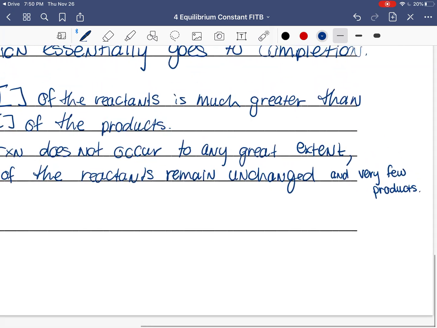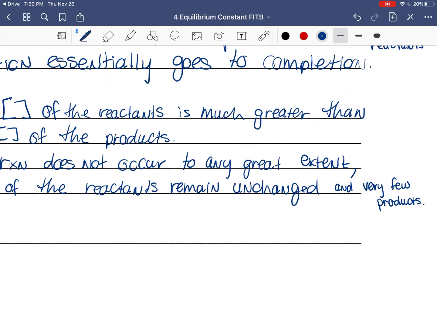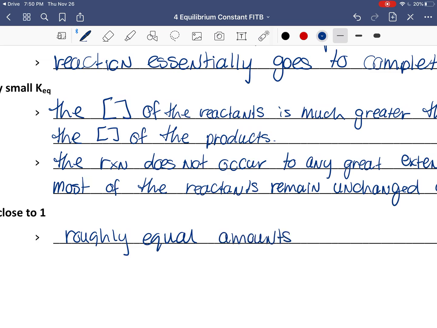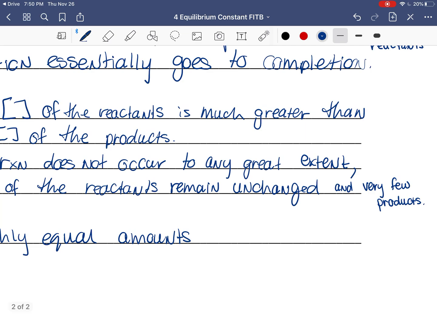So if we have a KEQ close to 1, you're going to have roughly equal amounts of reactants and products.